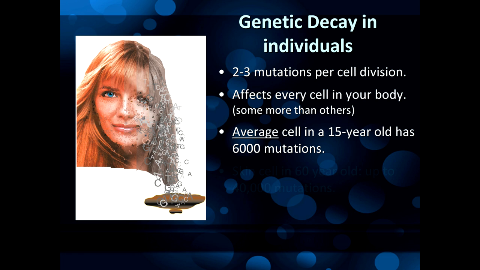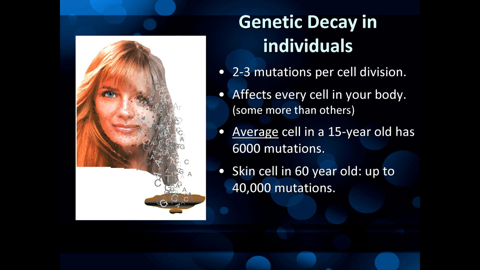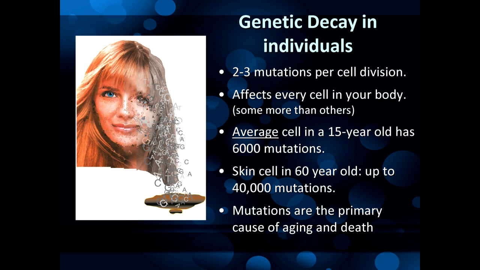It gets worse. A skin cell in a 60-year-old has up to 40,000 mutations. Is there any wonder why your skin gets wrinkly after a while? Mutations are the primary cause of aging and death. So if you don't get shot, don't get hit by a bus, don't have some violent end to your life, sooner or later your body degenerates and you die because of mutations, individually. That is cutting edge science in genetics, all fairly recently discovered.